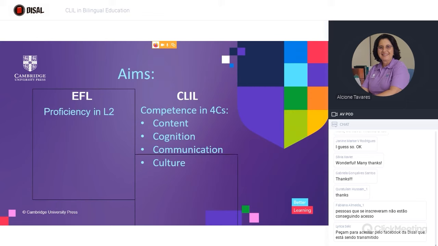The aims are different. We are English language teachers that are invited to start working with CLIL lessons. When we teach in just English, our aim is that our students become proficient in L2, in English, in second language. But when we teach in CLIL, we want learners to develop competency in the four C's that we've just mentioned: content, cognition, communication, and culture.